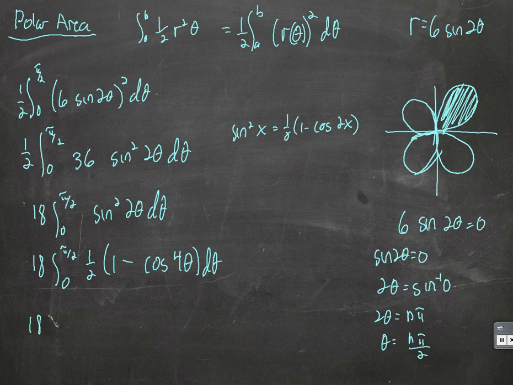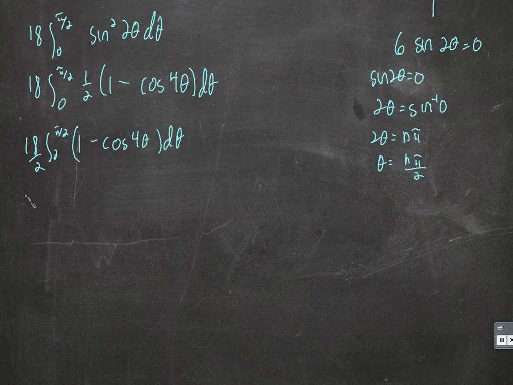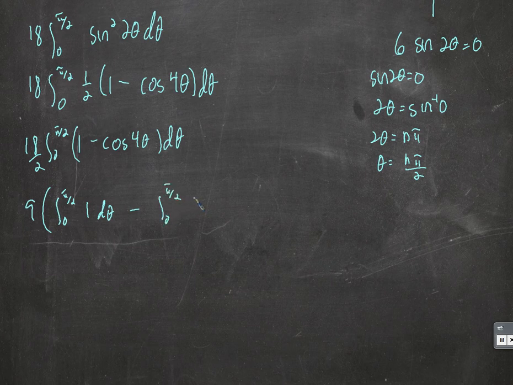That is 18, 0 to pi over 2 of, well, we want to take the 1/2 out there, so put that over 2. That's 9, of course. Then we want to look at this integrand right here, and this is where Kendra got a little turned around. What we need to do is treat these as two separate integrals, because this guy here needs a little u substitution done on it. Let's stretch this out. We get 9 times the first integral of 1 d theta minus the second integral of cosine 4 theta d theta.